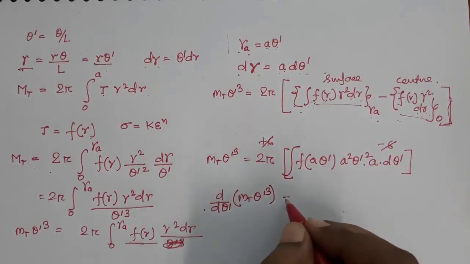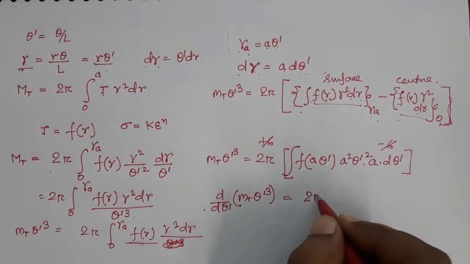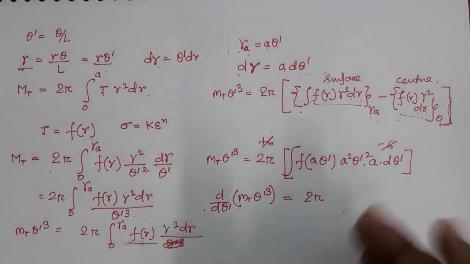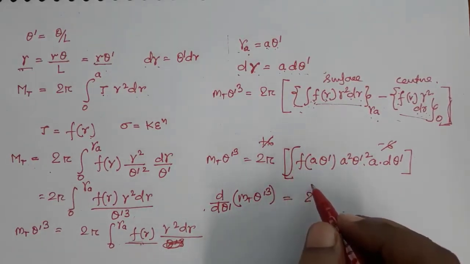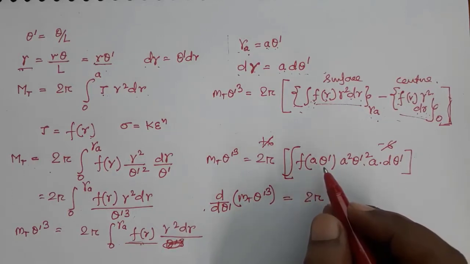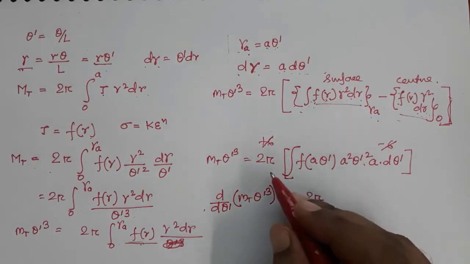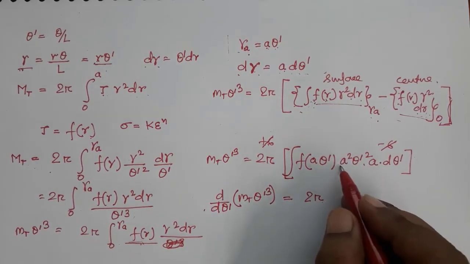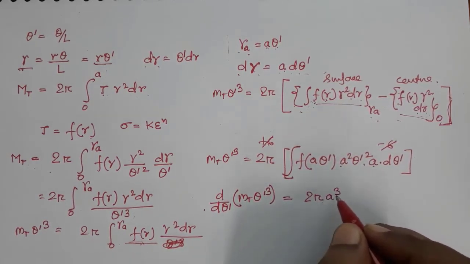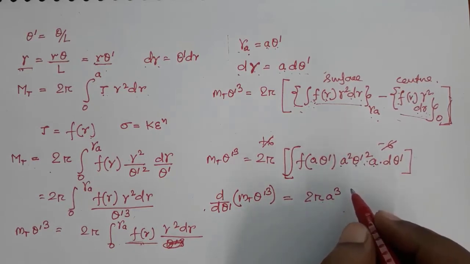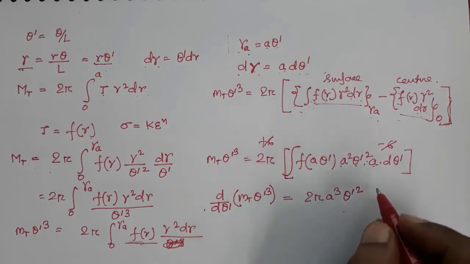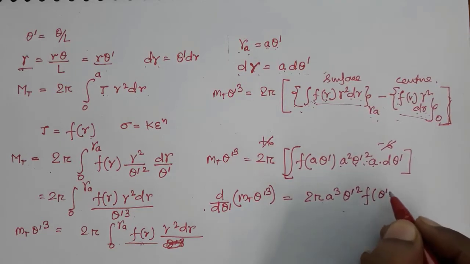Now this integration part we can simply forget about, because after integration we are doing the differentiation of that. So, we can simply ignore integration, and we can keep these values. So, we will have 2 pi is already there, then we have A cube, then we have theta dash square, and then we have f of theta dash.